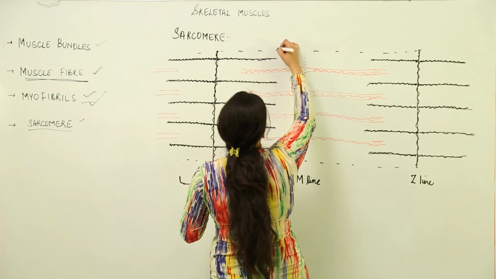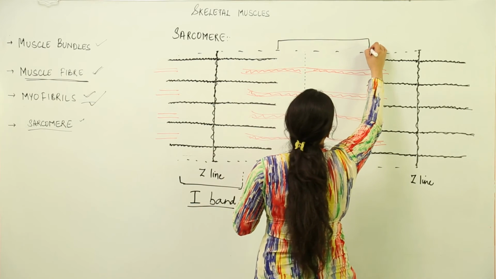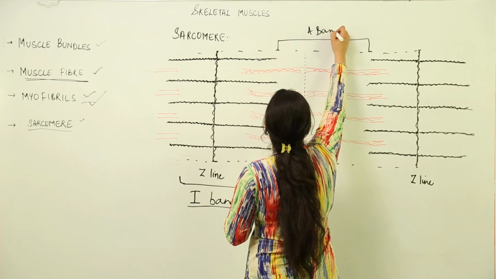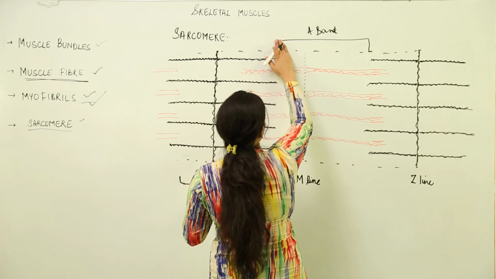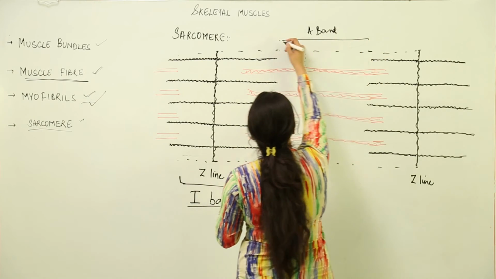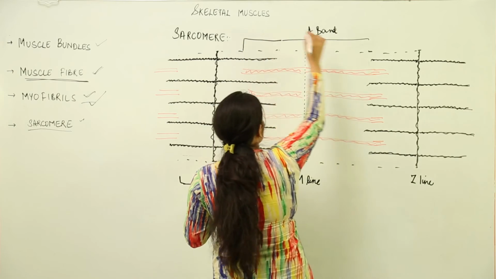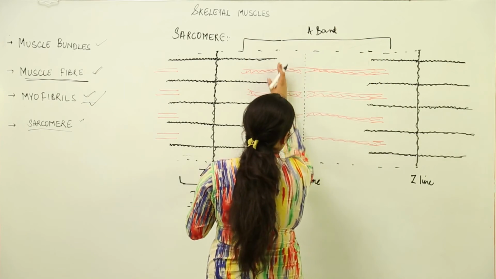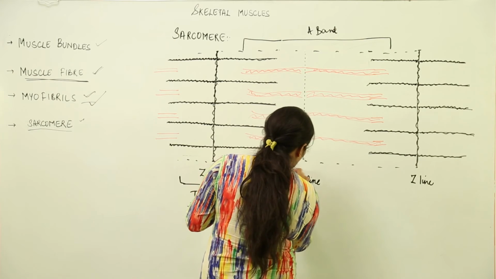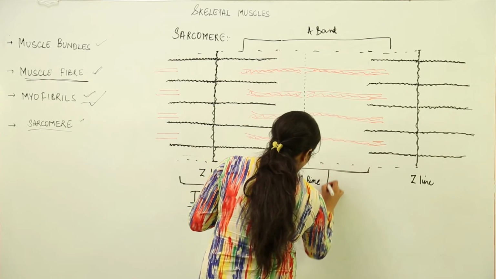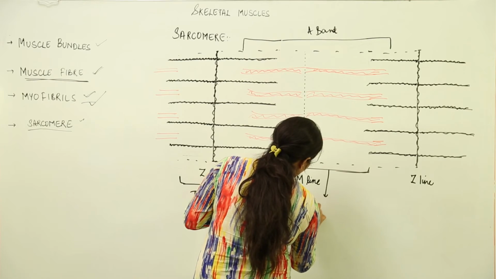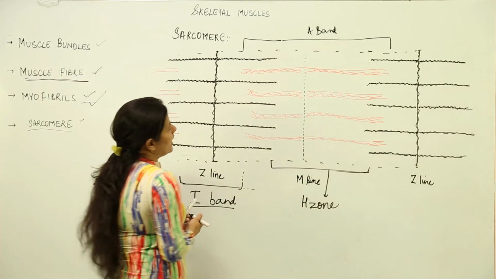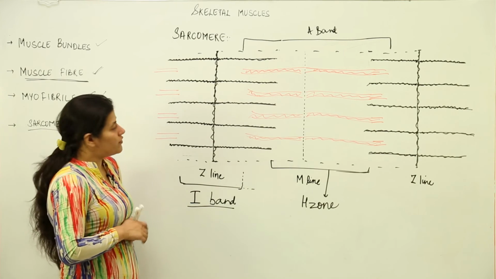This happens to be the dark one, so this is the A band. Because this myosin is darker and extends till over here, the A band would be larger. Now this part where there are only myosin filaments and the M line in between is known as the H zone, and this describes the sarcomere, the functional unit of muscles.